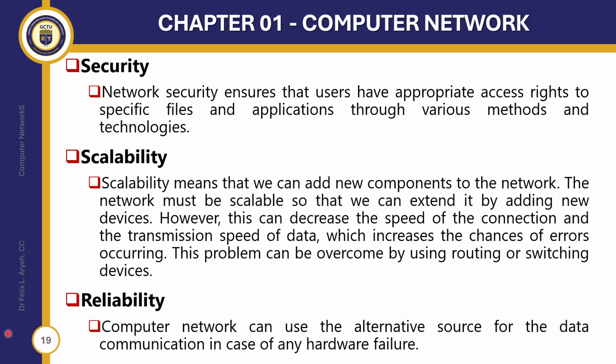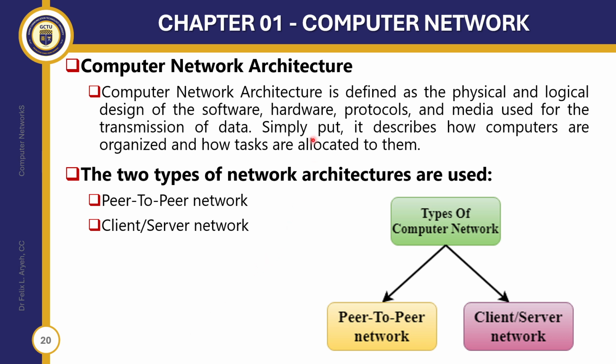Now let's talk about the computer network architecture itself. So the computer network architecture is defined as the physical and the logical design of the software, hardware, protocol, and the media used for the transmission of data. We're talking about the computer network architecture. That is a little different from the network topology.